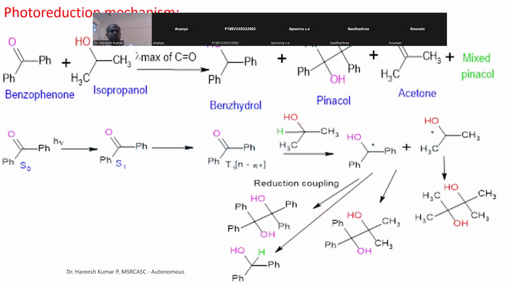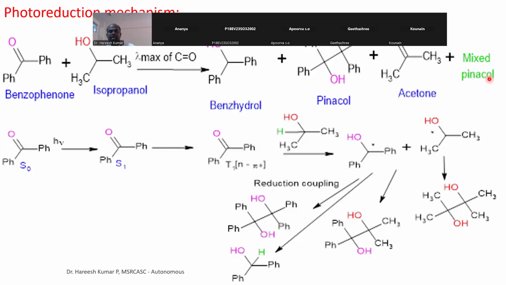So here I am taking an example, the photoreduction mechanism. What is the mechanism involved in the photoreduction? Here I am taking benzophenone. Benzophenone reacts with isopropanol on irradiation at the lambda max of the carbonyl compound, benzophenone. So what are the products you will get? You will get benzhydrol as one product, pinacol as another product, and acetone. This is how acetone is formed: isopropanol is converted into acetone. And the mixed pinacols. What are the mixed pinacols?